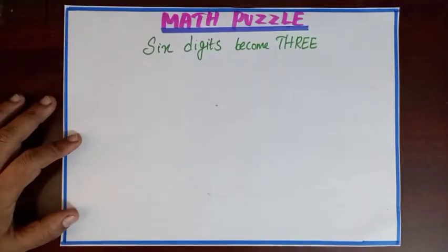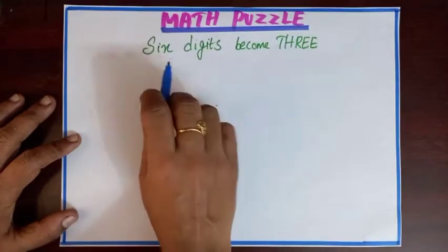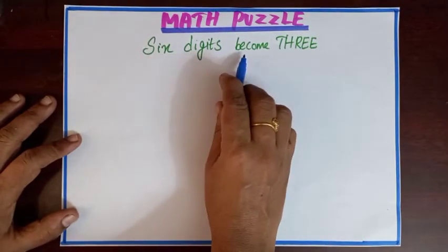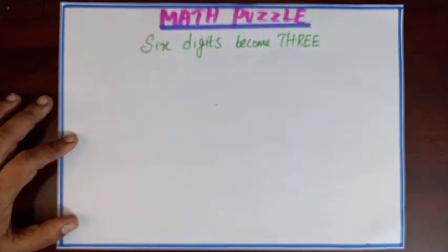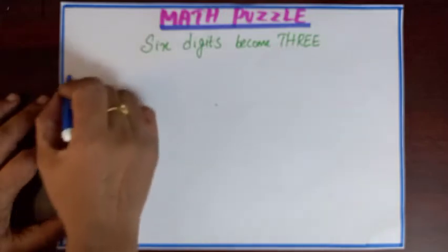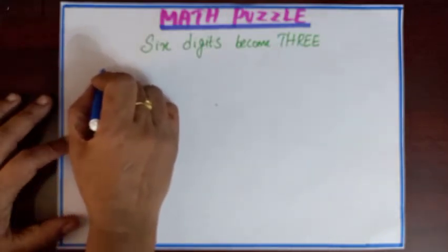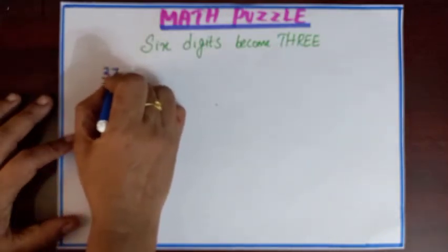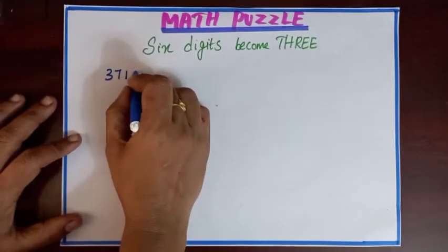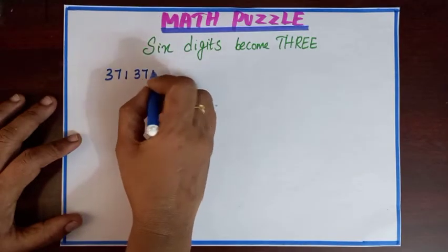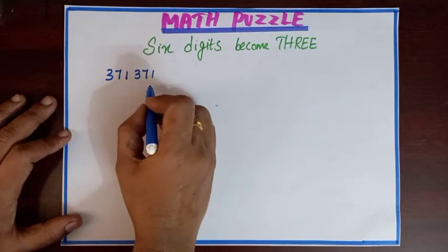Let us boost our brain power with a math puzzle. 6 digits become 3. Take any 3-digit number and write it twice to make a 6-digit number. For example, I'm going to take the 3-digit number as 371. I'm going to write it twice, then I'll get 371371. So it becomes a 6-digit number.